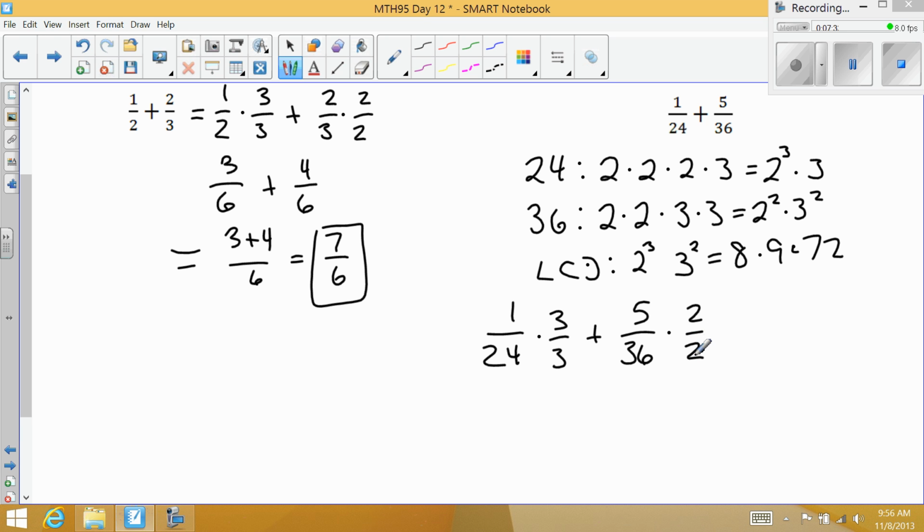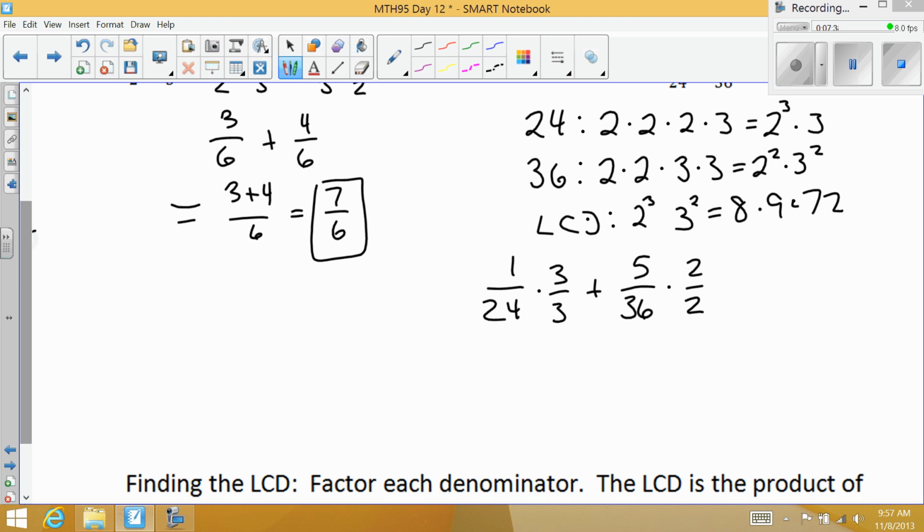Again, I'm unreducing my fractions, so things look a little uglier here at the moment as I get those unreduced fractions. But then there is something that has a common denominator: 3 over 72 plus 10 over 72. And then I can add my numerators for 13 over 72.